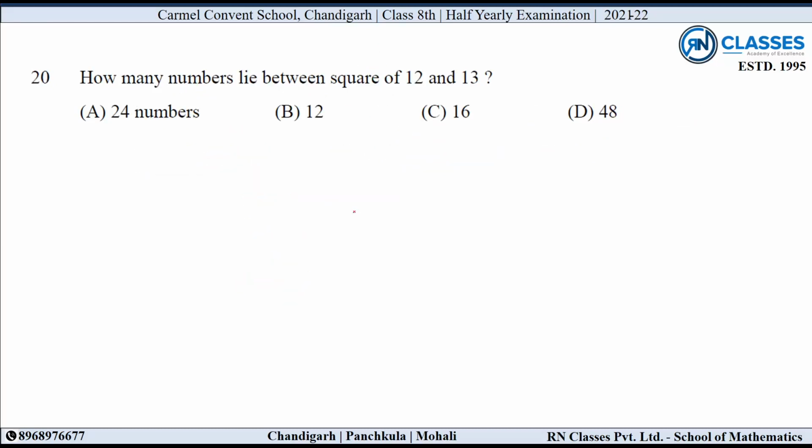Question number 20. How many numbers lie between square of 12 and 13? I want to find numbers between 12 square and 13 square. We know a formula, right? n square and n plus 1 square. We can find numbers between them. How? 2n. So 2 into 12, that is 24. Answer is A part. So that concludes objective part of the paper.